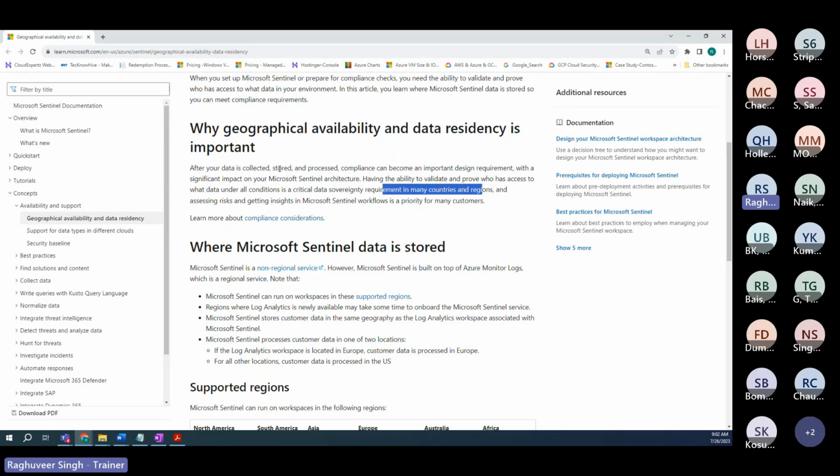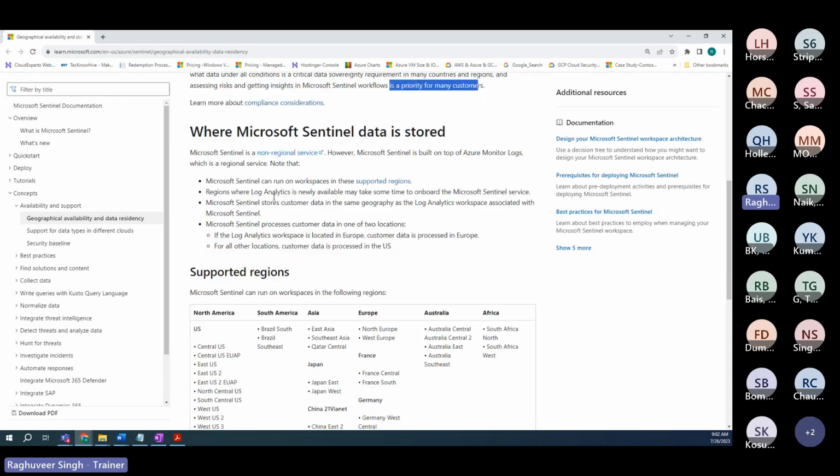So if you are deploying Sentinel in Europe, or for a customer who also has operations in Europe, the US and India, then where exactly your Sentinel will be is the big question that you need to ask, and you need the answer to this question. Data sovereignty in many countries and regions, and assessing risk and getting insights in Microsoft Sentinel workflows, is a priority for many customers. So the question is, where exactly is Sentinel storing the data?